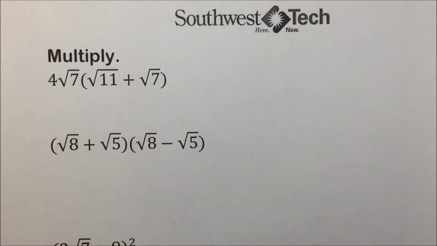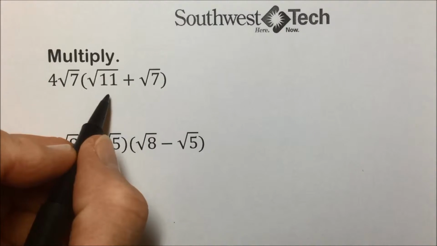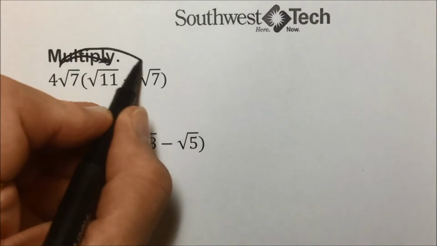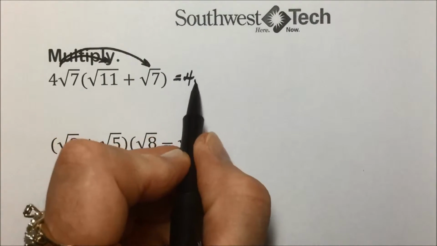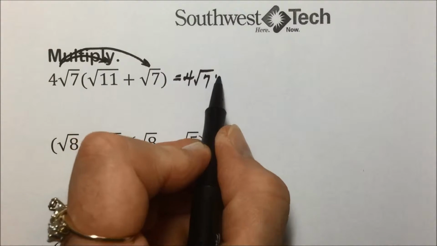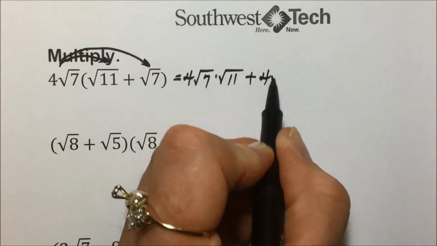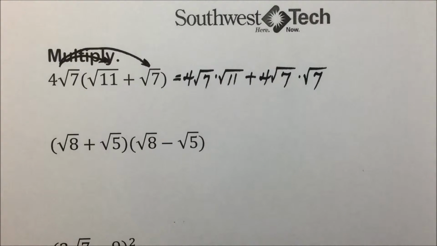In this first example, we can simplify this using the distributive property. We have a term times a two-term expression. In other words, similar to a monomial times a binomial, we will take 4 times the square root of 7 times the first term plus 4 times the square root of 7 times the second term, and then simplify.